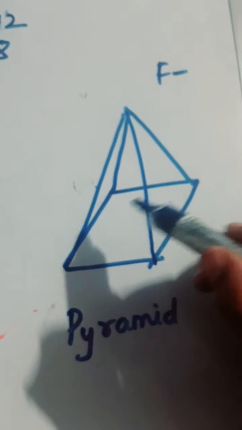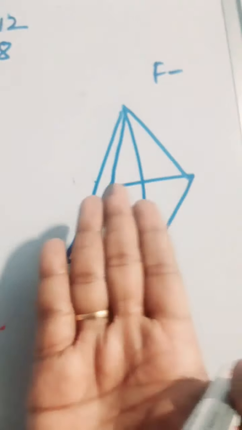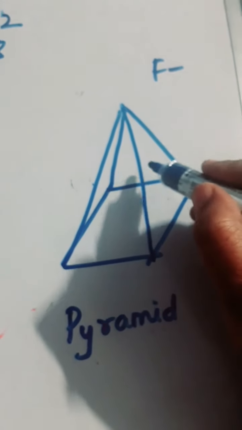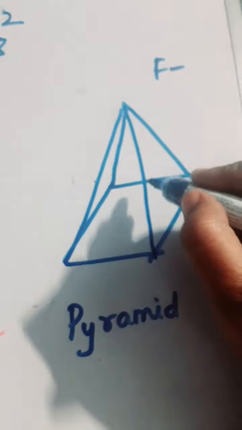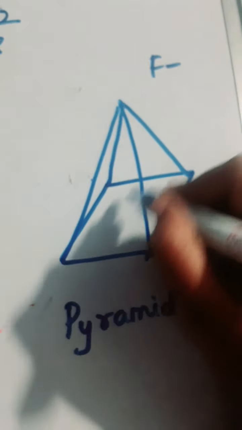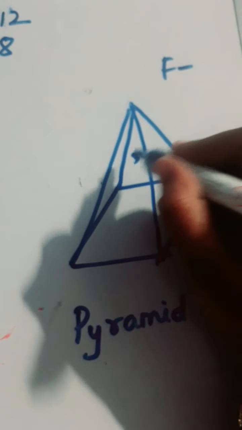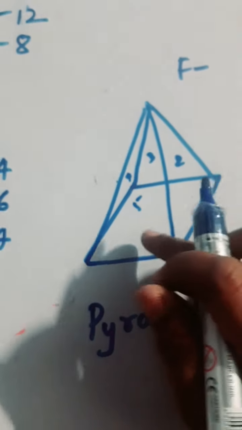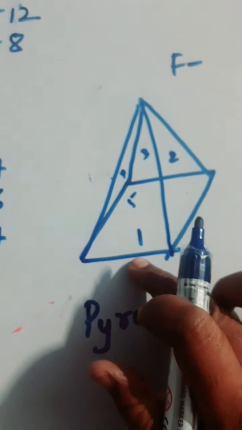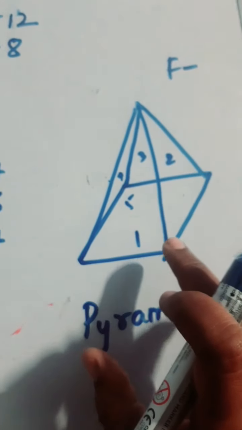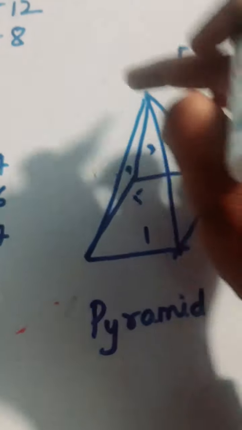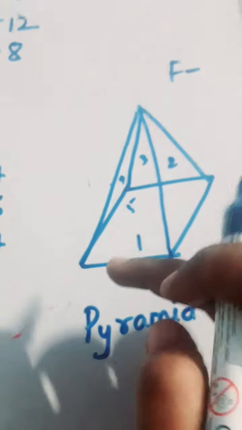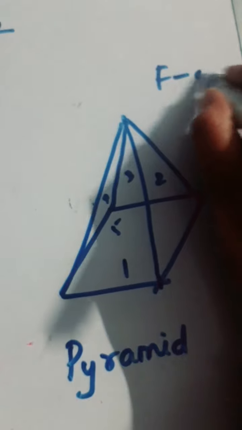If I want to count, the base is the first face. The square is the first face, children, and then we have 4 triangles. If I count from here, 1 and then 2, the back one is 3, then the side one is 4. So in total we have 5 faces in a pyramid.